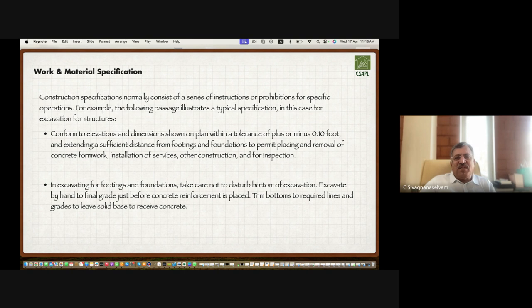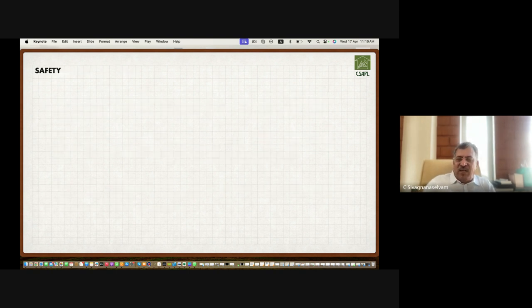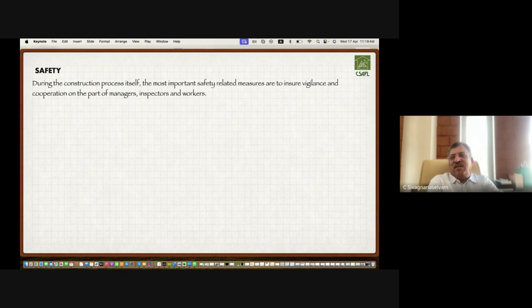In excavating for footings and foundations, take care not to disturb the bottom of the excavation once you attain the hard strata recommended by the geotechnical consultant. See, for a different building, there is a different kind of foundation design, and for different soil, there is a different kind of foundation design. When you attain the adequate value of soil hardness, don't disturb the bottom of excavation further. You leave it as it is, and just before you start, trim it and use it as it is. At times when you disturb it, the foundation gets disturbed.